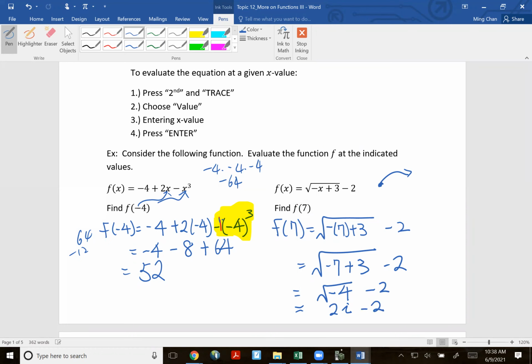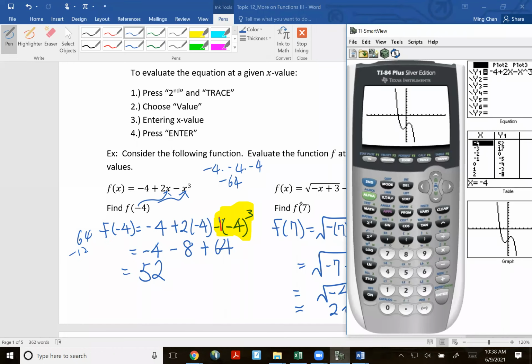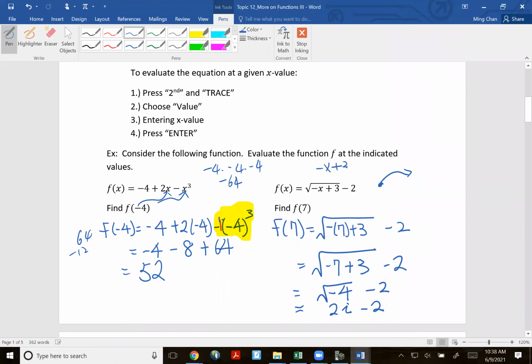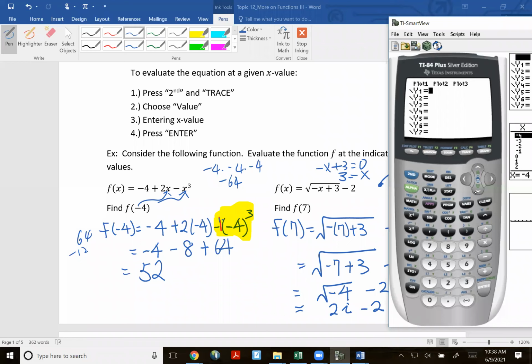So if I want to find this answer in the graphing calculator, I will never be able to find it, because the i means complex number or imaginary number. It does not exist on the regular x and y axis. So if you actually set what's inside the square root equal to 0 and solve for x, you will notice that x is actually equal to 3. So that can be where my domain starts or ends.